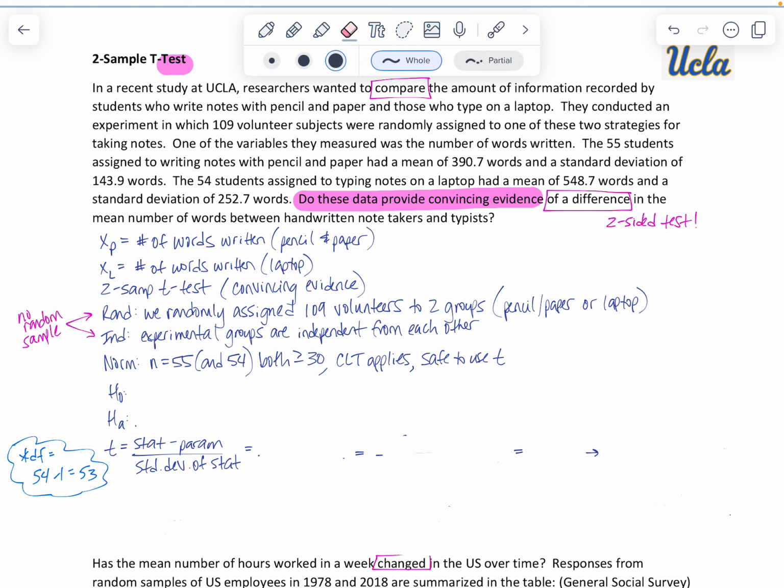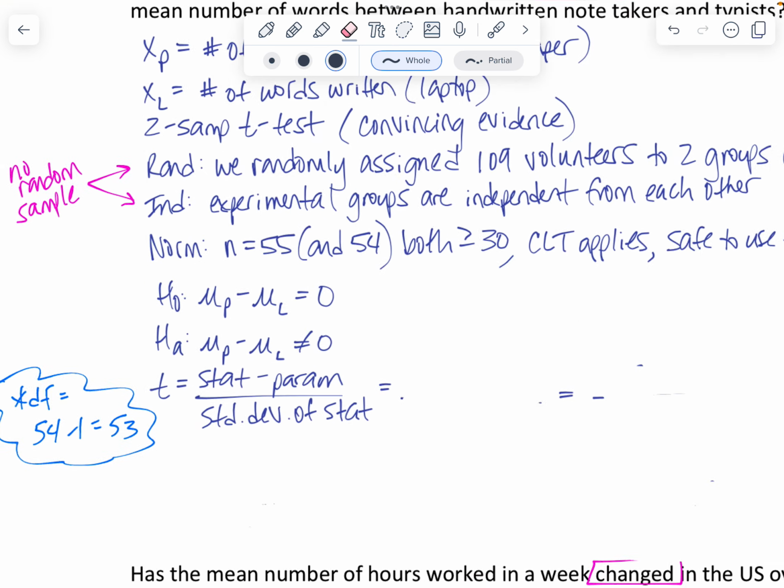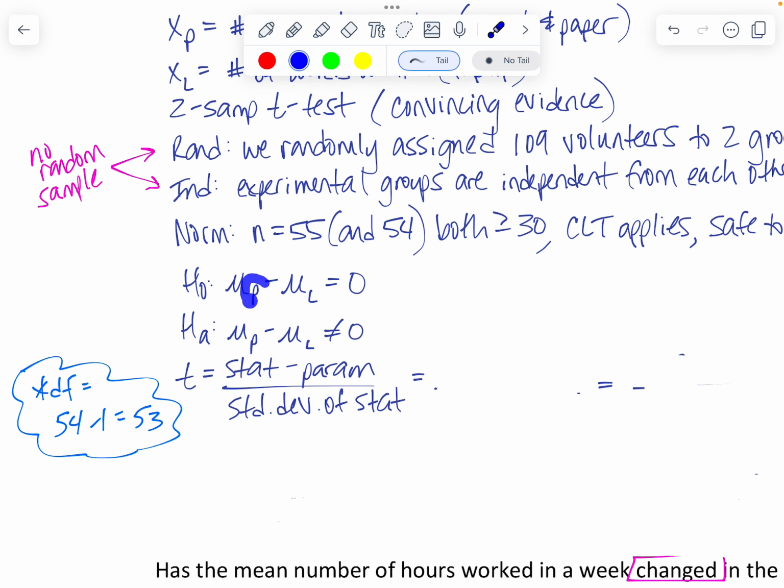All right, the H0 and the Ha. We have to use mu's because we are trying to analyze something about the entire population, and the symbol we use for the entire population, not just the sample, but the whole population, is mu. So I'm going to define my mu of P, or mu sub P for the paper pencil, and the mu sub laptop is equal to 0 when I do the difference.